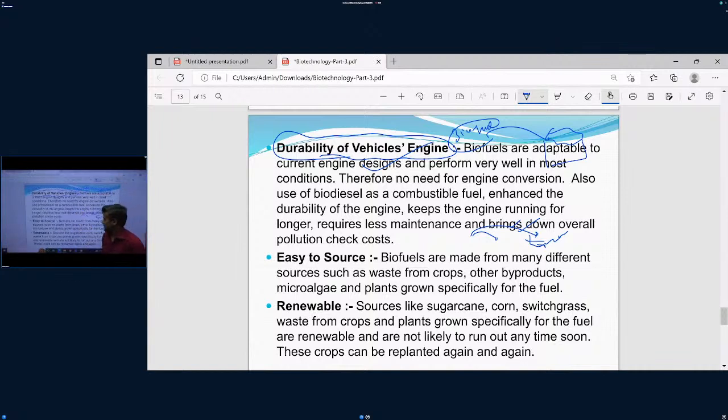Okay, next, easy to source. These biofuels you can easily get. Also, it is a renewable source of energy. You can produce as much as you want. If you focus on this particular area, it will be effective for the country also. So it is an important area.